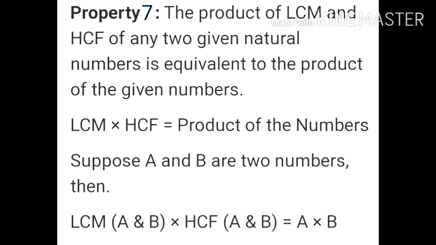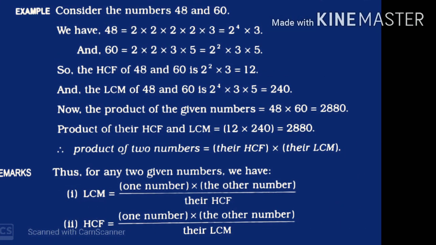Now property 7. This is a very important property. So listen carefully. The product of the LCM and HCF of any two given natural numbers is equal to the product of the given numbers. That is, LCM into HCF is equal to the product of the numbers. Suppose A and B are the two numbers. So LCM of A and B into HCF of A and B is equal to A into B. We will take the help of an example to understand this property more clearly. Consider the numbers 48 and 60.